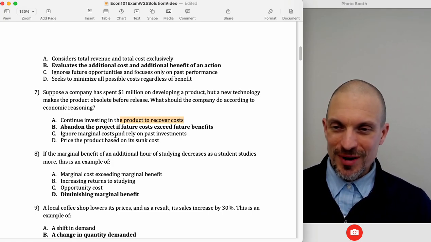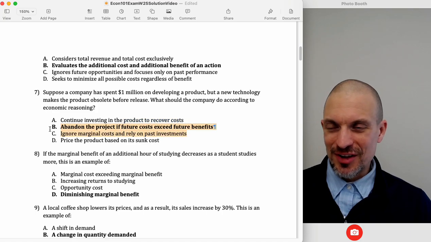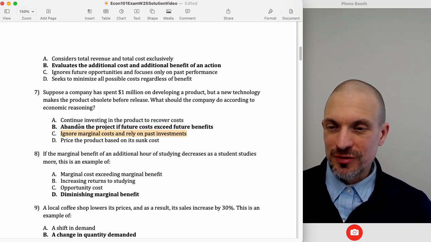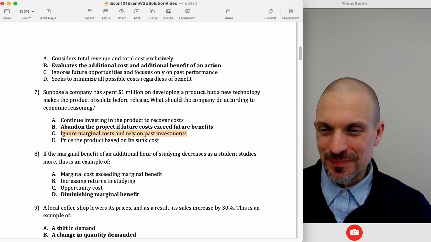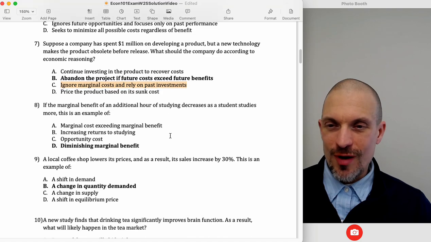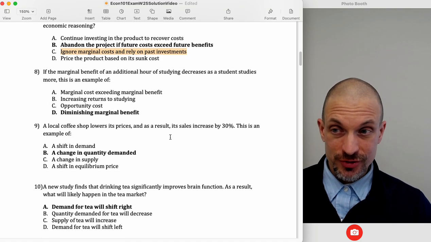Nope, we don't ignore marginal benefits or rely on past investments. That would be basically making us subject to the sunk cost fallacy. We don't want to price the product based on its sunk cost. We have to price the product based on an interaction of our cost, but also what consumers are willing to pay for it.